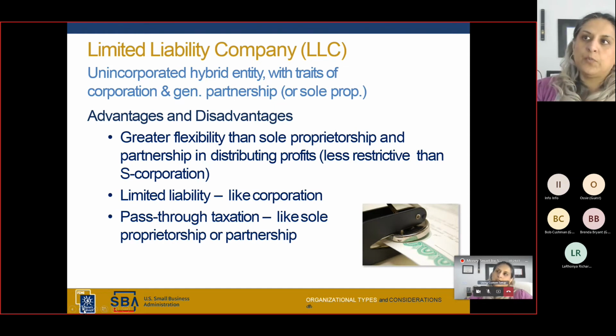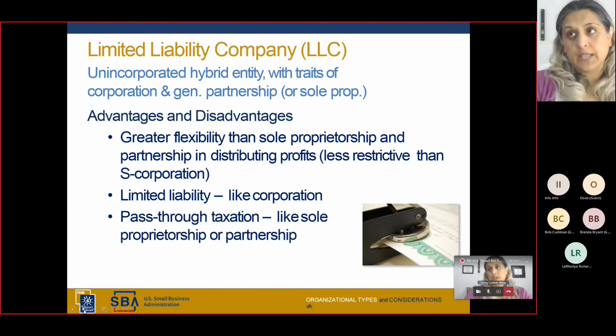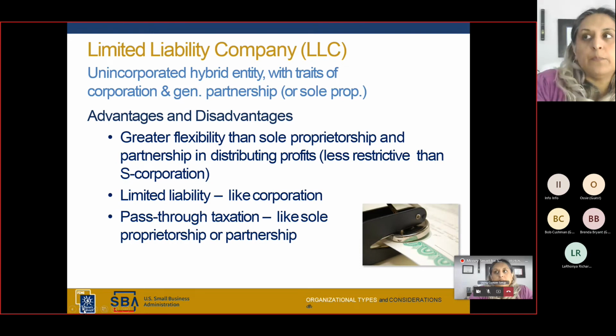So taxation, like a sole proprietorship or a partnership, an LLC is not considered separate from the owner for tax purposes. Instead, an LLC is what the IRS calls a pass-through entity. The business income passes through the business to the LLC member. So the business owner of the LLC gets to put that information on their own personal taxes. They get to report their shares of profits or losses on their individual income tax returns.